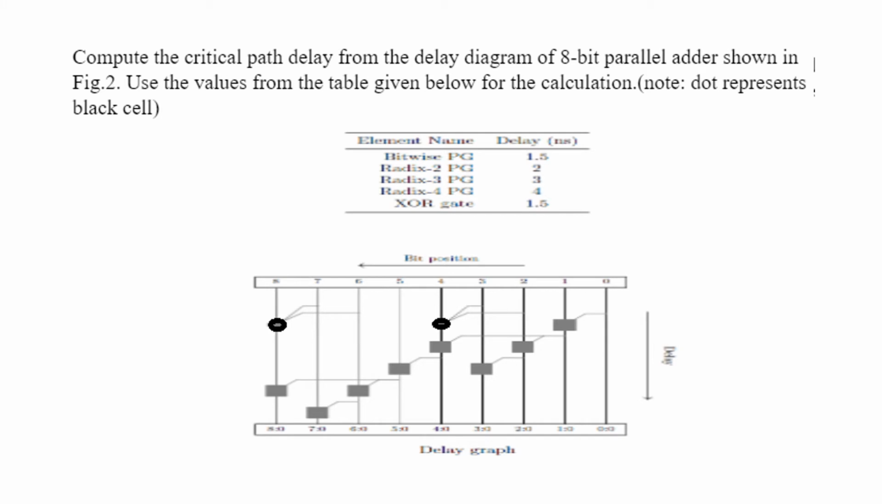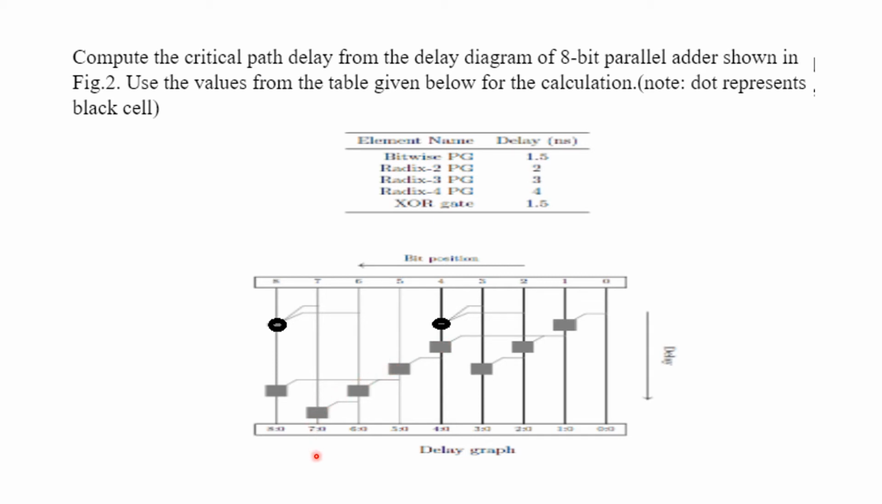So the next question is you have to compute the critical path delay from the delay diagram of 8-bit parallel adder shown in figure 2. So the 8-bit parallel output, the sum, that is S, the sum is obtained at this point. That is what basically forms the critical path is this, right? So you will generate and propagate signals through this, and then this basically forms the critical path.